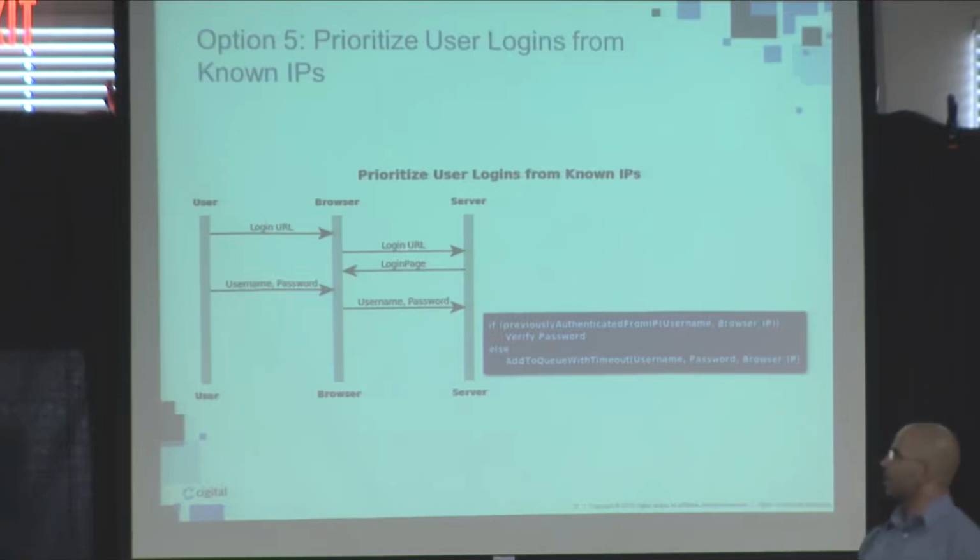As before, when the user submits a username and password, we have to figure out whether we want to verify the password or not, because that's a computationally intensive operation. If that user has previously authenticated from that IP address, then we just go ahead and verify the password. If the user hasn't authenticated from that IP address before, then we add that login request to a queue. We add the username and password, maybe some kind of timeout value, and the IP address that the user is logging in from. And if we're getting too many requests in the queue, some of those requests will just time out and we return errors to the browser.